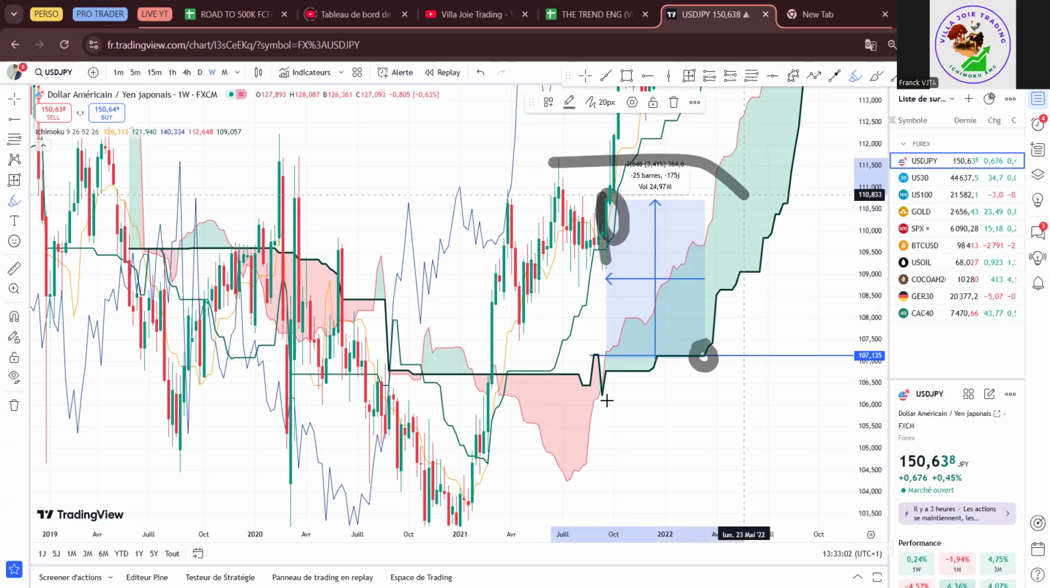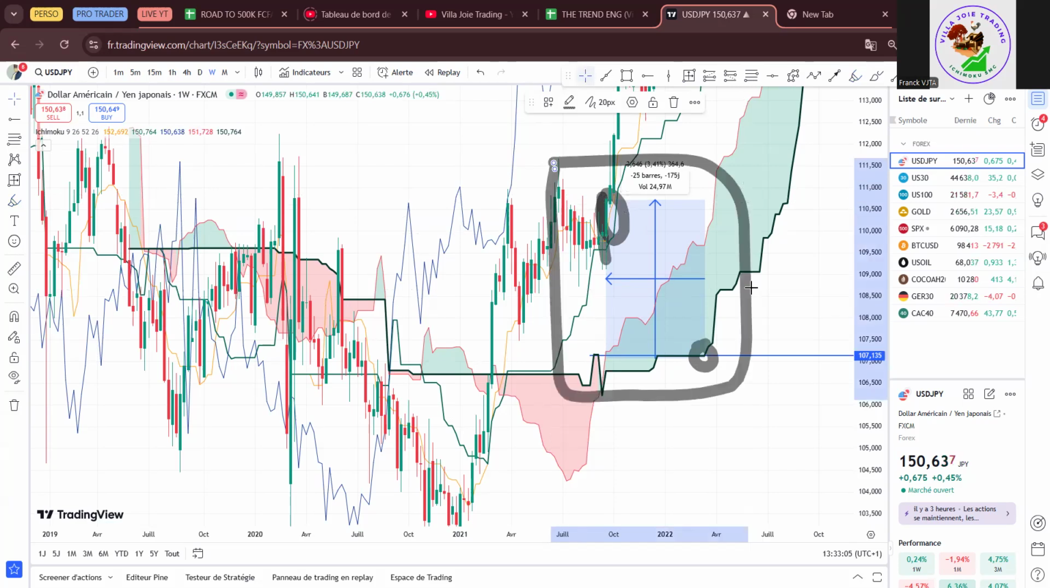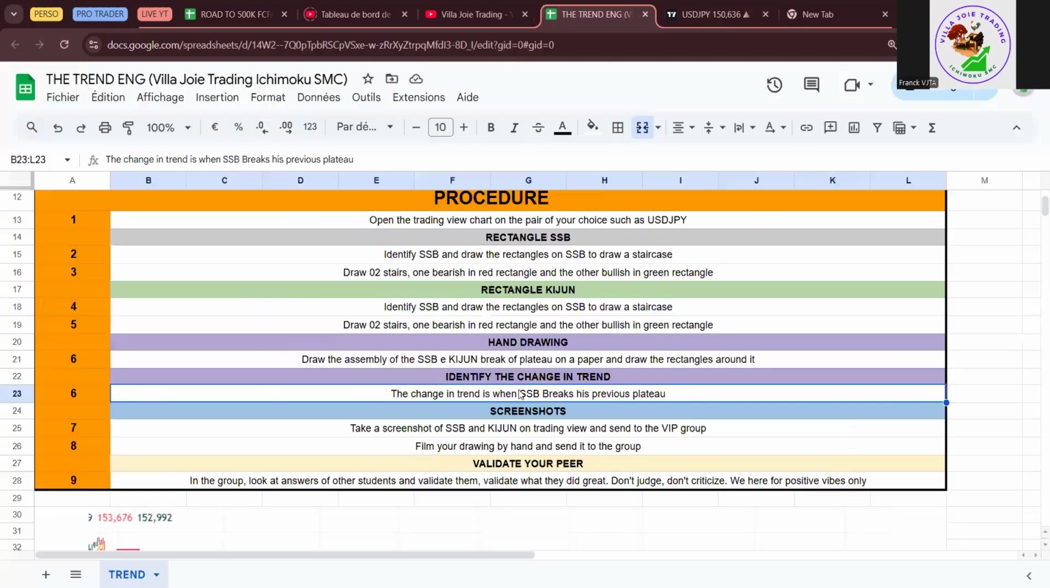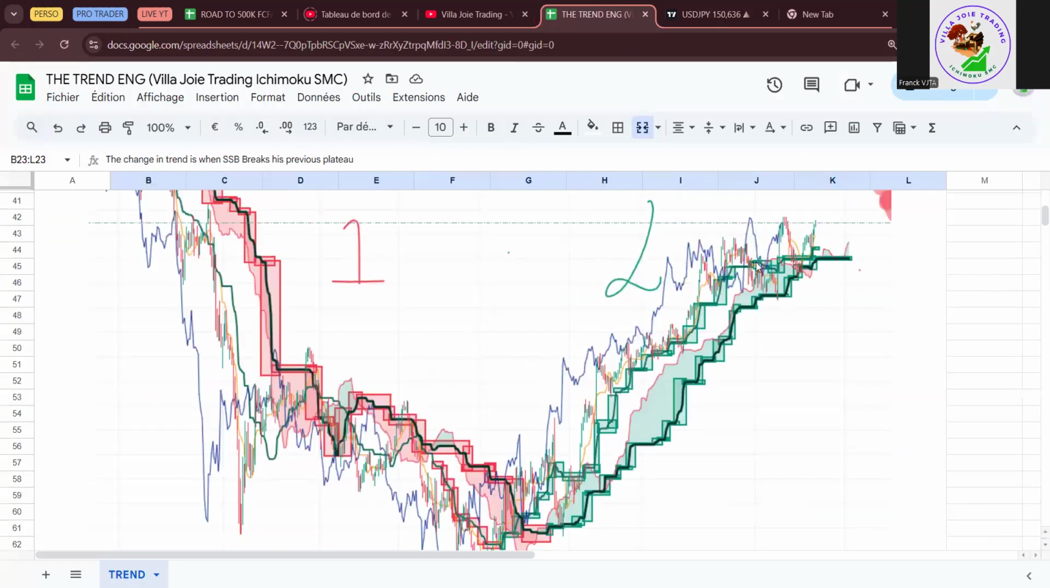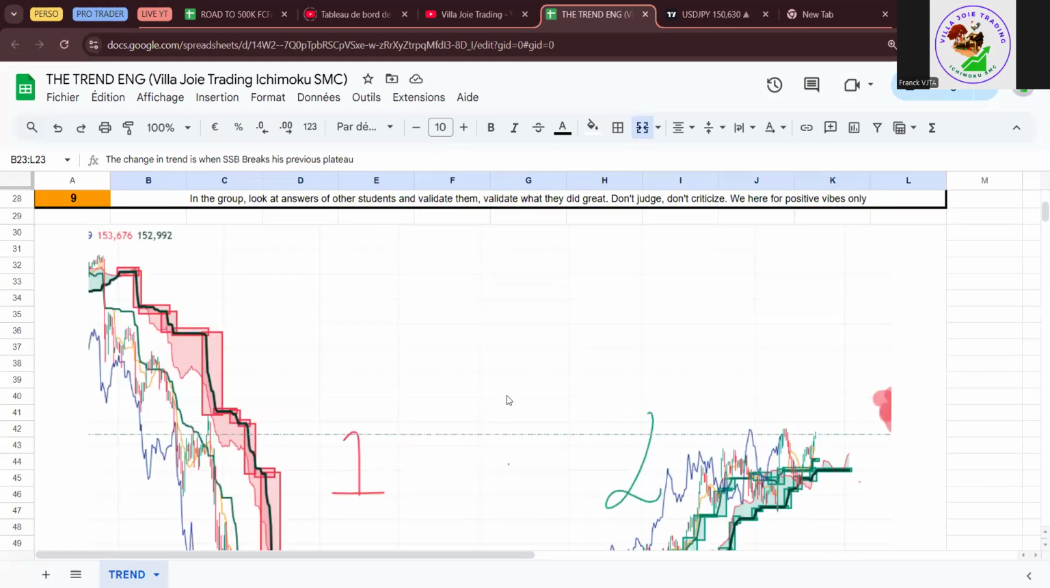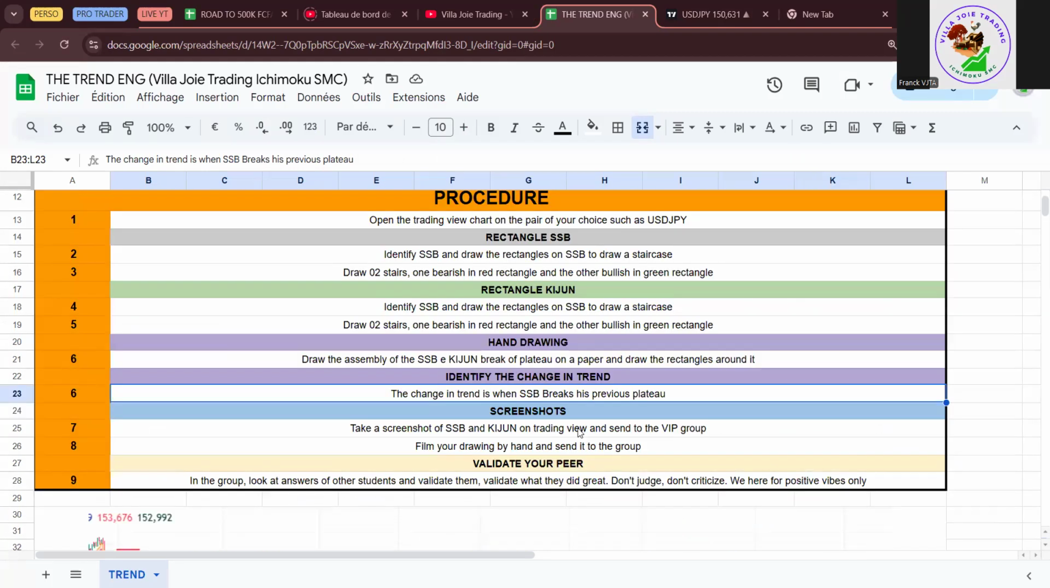And then you take a screenshot of it, you send it in the group, right? You do also for this one. You do also for this plateau. Send also this screenshot. Send also your hand drawing screenshot in the group so that other students will give you their opinion. And please don't criticize, don't judge people. Just look at positive things that the other person did. And even when you want to give advice, stay positive because we were not born with trading in our brain. So we are all learning. So stay positive, and then let us meet for the next video.